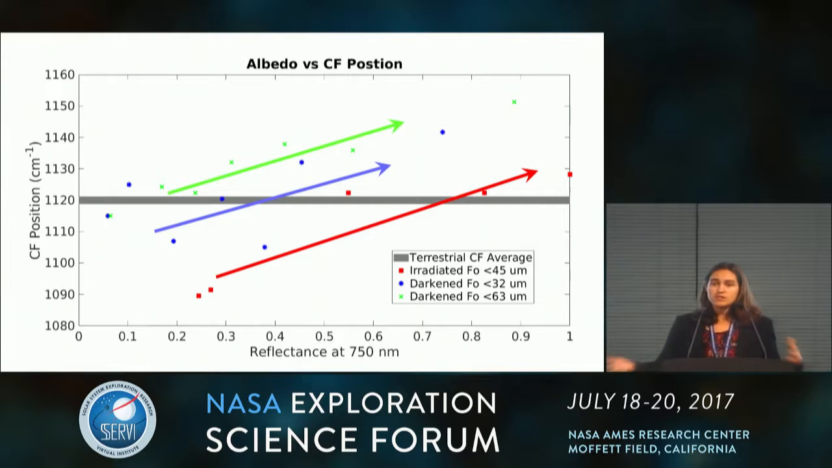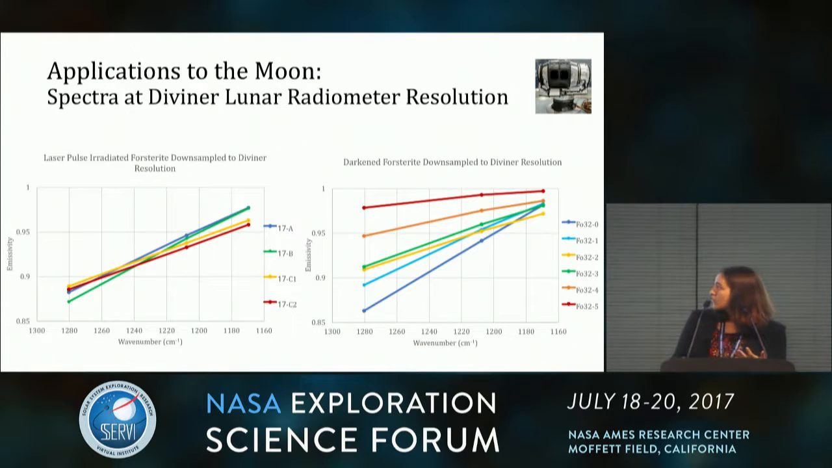And then, this is all done in the lab, right? So we have very high resolution data. So what I wanted to do was downsample these to Diviner resolution to see if we can still see the same changes. So these are the same, again, irradiated on the left and the darkened on the right of all of our samples at Diviner resolution, this 3-point spectrum. And we can see the changes still, which is great. So hopefully we can use this to help, again, calibrate future data sets or contribute to the current analysis for Diviner.